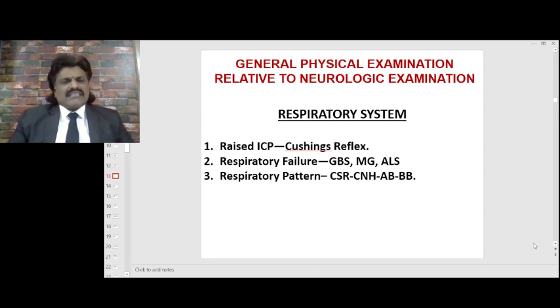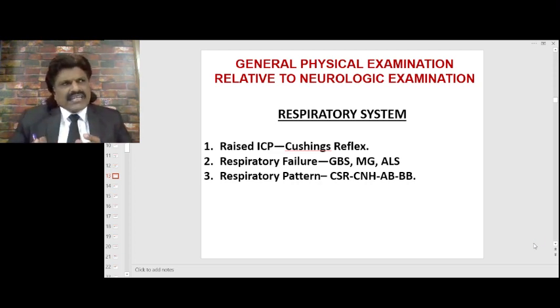The respiratory system. When there is a raised intracranial pressure, there would be Cushing's reflex, which is nothing but hypertension, bradycardia and irregular respiration. So if there is irregular respiration, it could be Cushing's reflex because of the raised ICP. If there is respiratory failure and failure of the muscles of respiration, then we have to suspect Guillain-Barré syndrome or myasthenia gravis or amyotrophic lateral sclerosis.